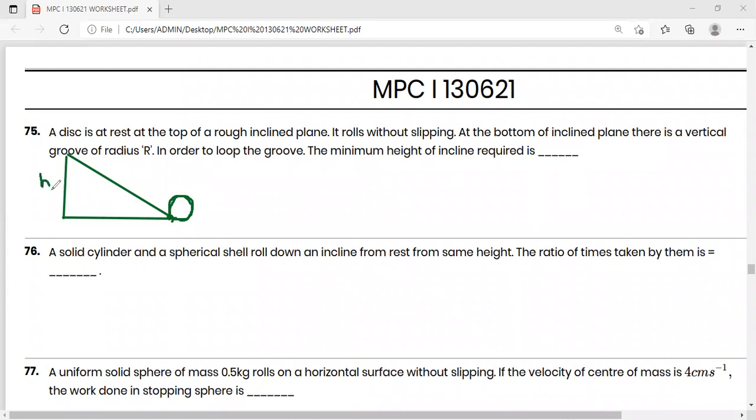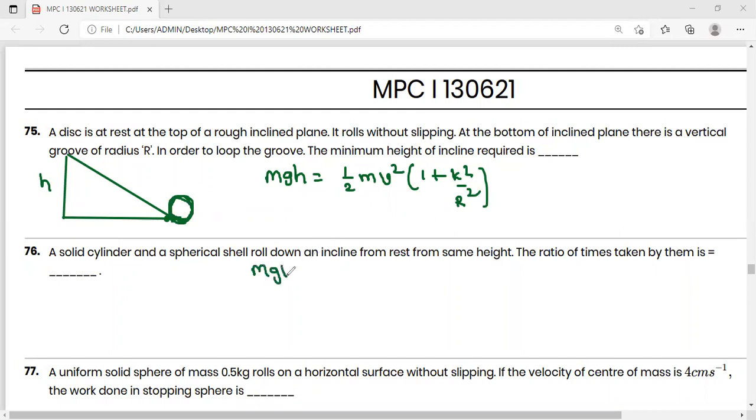So let me consider the height h, which you have to find out. So mgh is the potential energy there. When it comes to this point, we know that the total kinetic energy is from translational and rotational motion also. So the total kinetic energy will be this much. And what is the minimum velocity that the body should have at this point to make a complete vertical rotation here? That we know is root over 5gr.